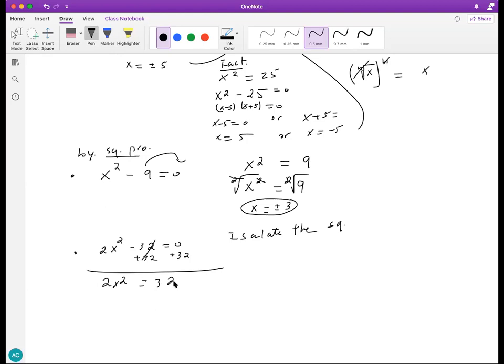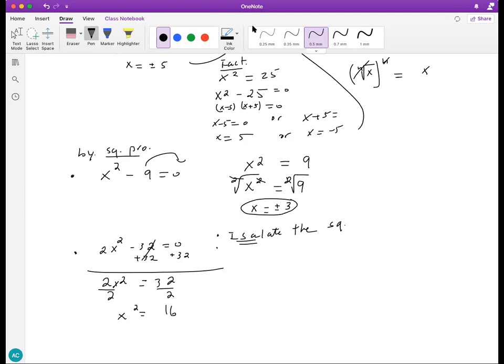Is the square by itself yet? Is the square by itself on this side? No, it's not. So we need to cancel the 2. We divide both sides by 2. So it's going to be x squared equals 16. That's right. So we always isolate the square before we apply the square root. So here this is 16.